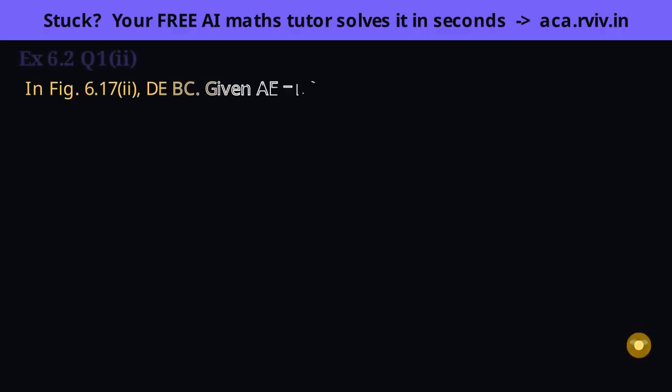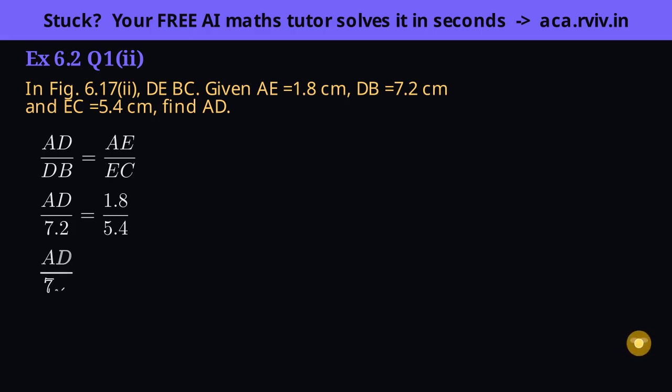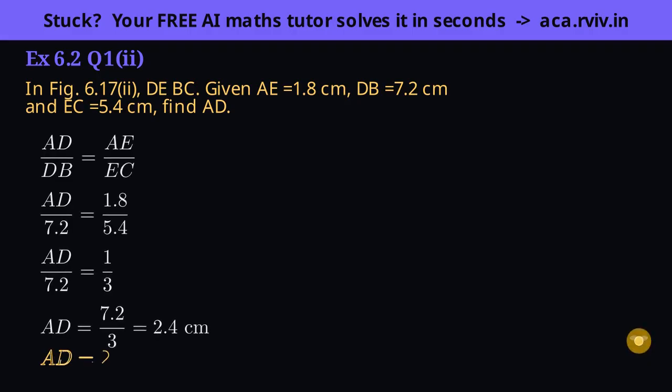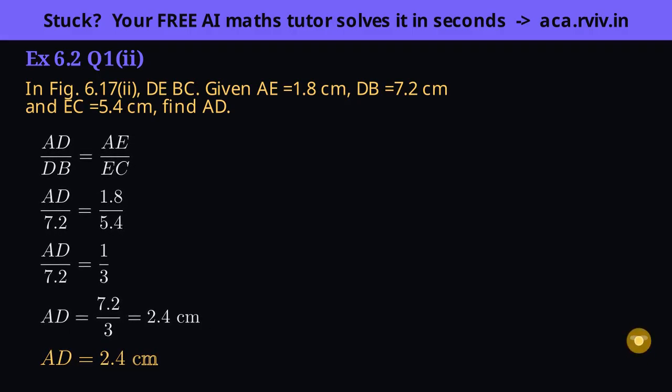Same theorem, just solve for the other unknown. Set up: DE parallel to BC again gives the same proportion between the two split sides. Substitute, this time with AD as the unknown. The right side simplifies to 1/3. Multiply both sides by 7.2 to isolate AD. Insight: the proportion works whichever length is missing. Just isolate the unknown and simplify.